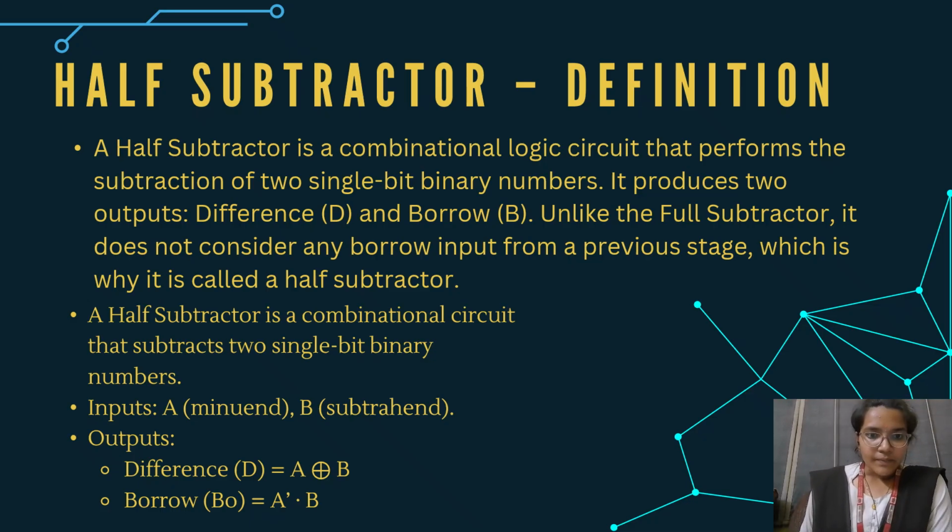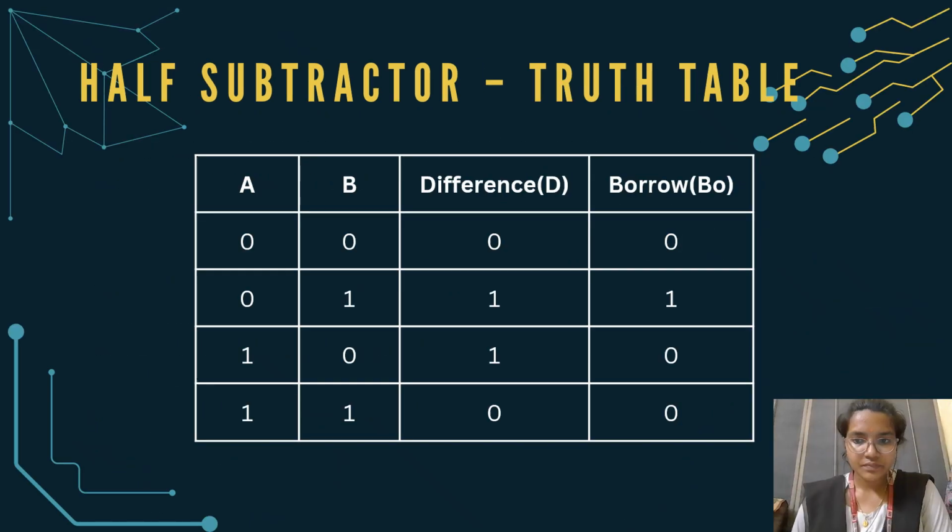Inputs are A (minuend) and B (subtrahend). Outputs are difference, which is A XOR B, and borrow, which is A bar and B. The half subtractor truth table is as follows. For the inputs A and B, we get difference and borrow as outputs.